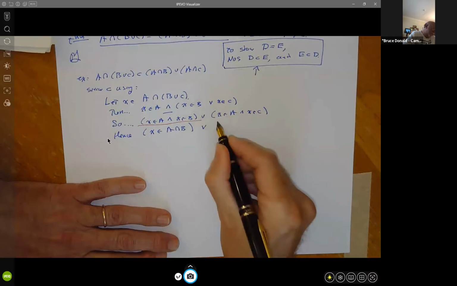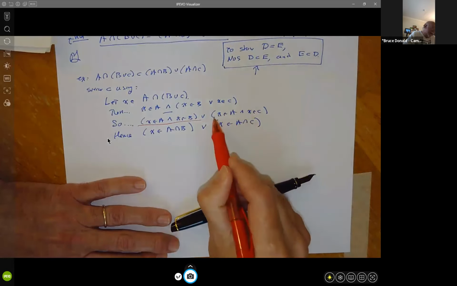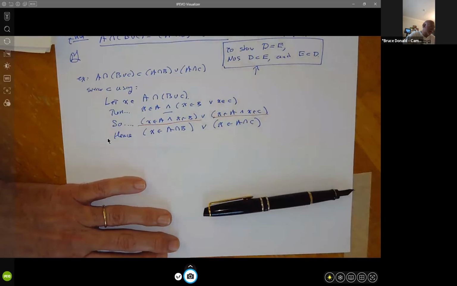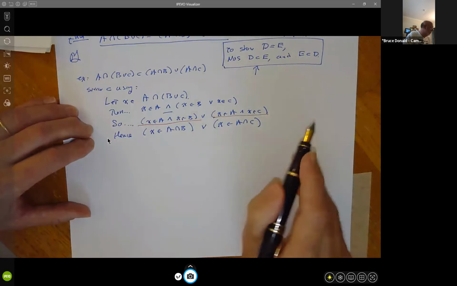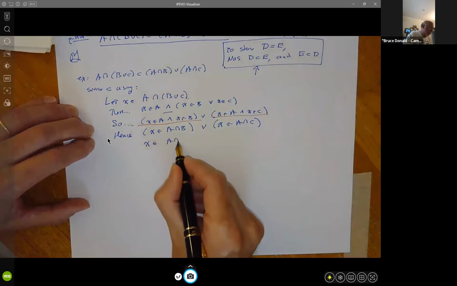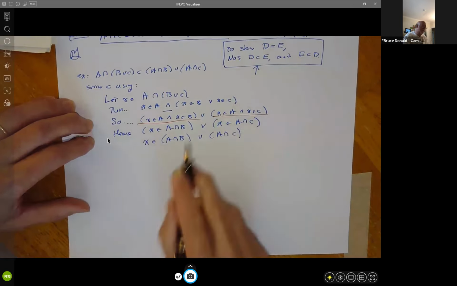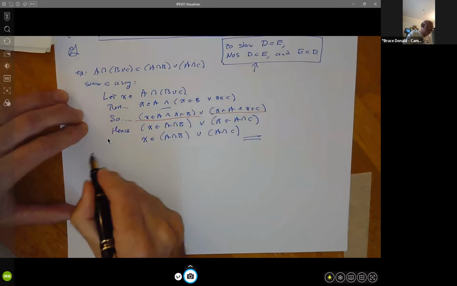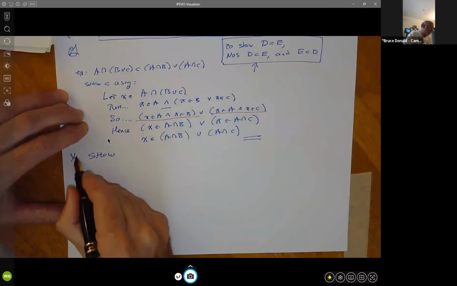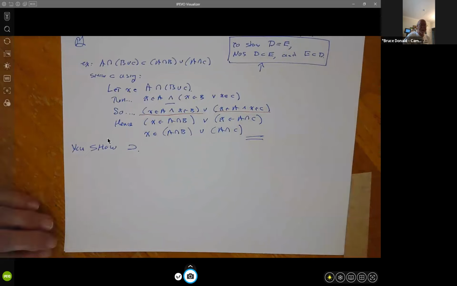Or, same thing, X is in A intersect C. Why? Because when X is in A and X is in C, that's the same as saying X is in the intersection of A and C by the definition of intersection. And we finally conclude that X is in A intersect B union A intersect C, because that's the meaning of being in either set. Okay. So that's how we can show that sets are the same, but it's also how we can prove these various laws or theorems about set theory.